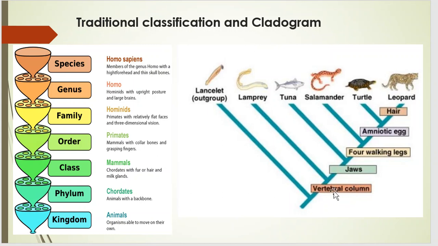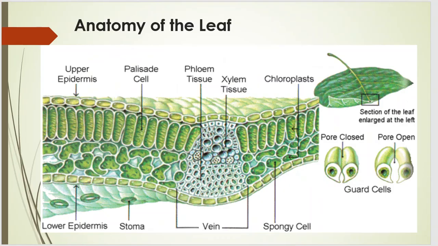In this case, you can see the vertebral column is placed right here. That means the lancelet does not have a vertebral column. It's an outgroup. And any organism that comes after this particular point, all of them have a vertebral column. Let's take the amniotic egg. The amniotic egg is placed right here. That means all the organisms that come right after that share this particular trait, which is the amniotic egg. Next, I'm switching over to plant anatomy.